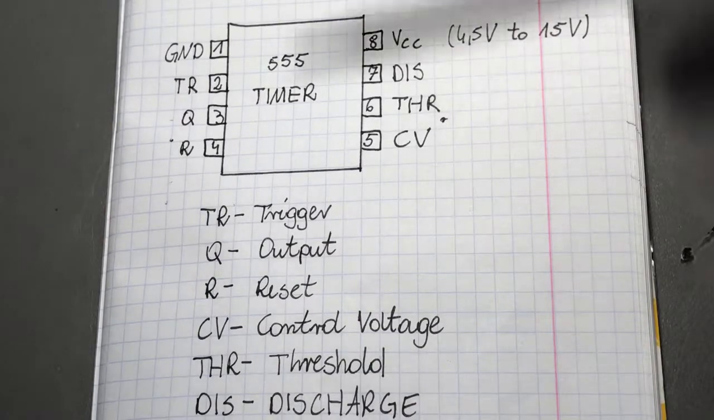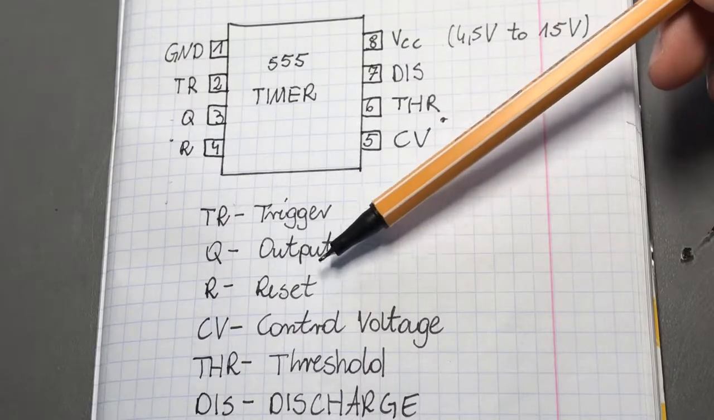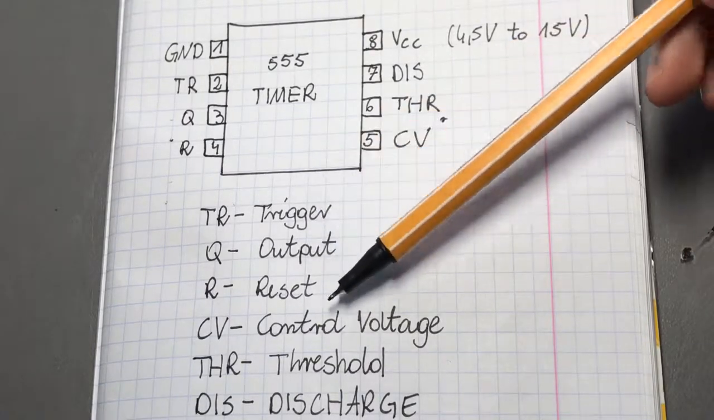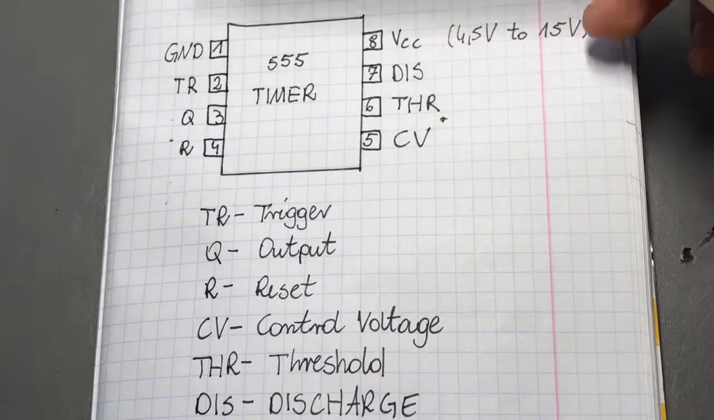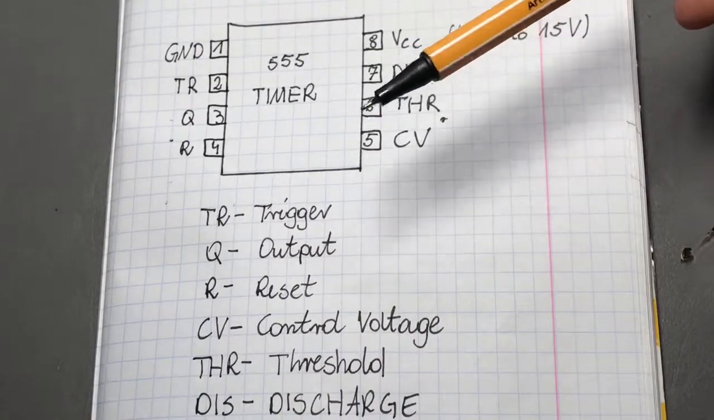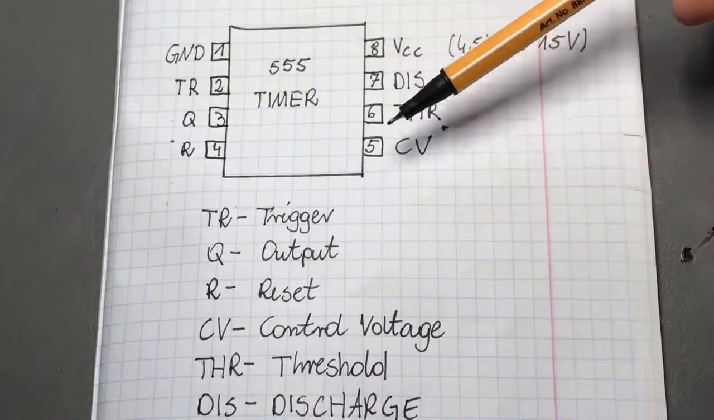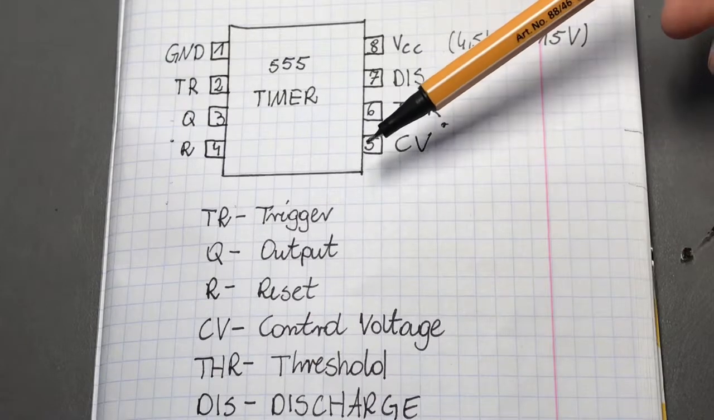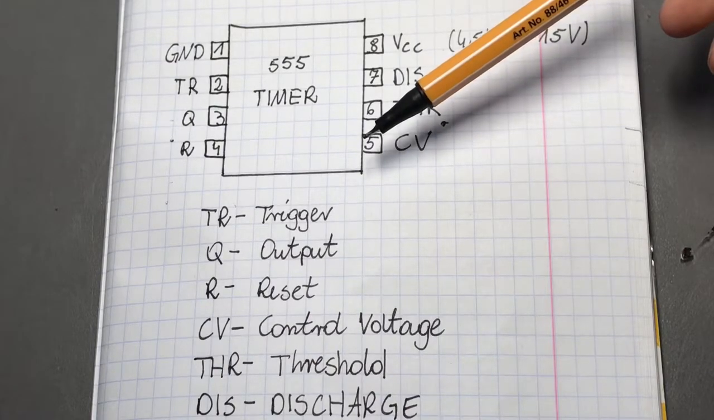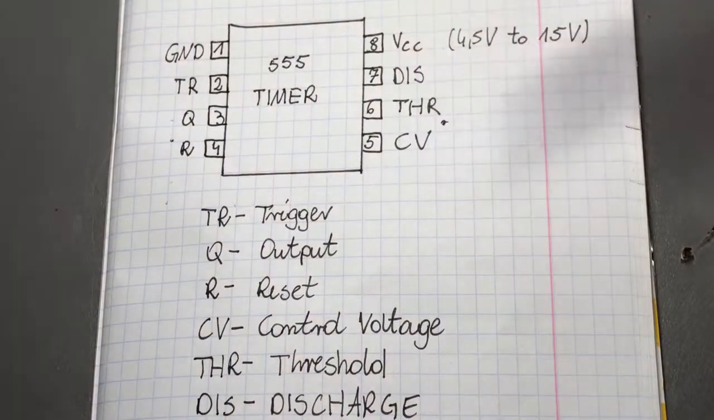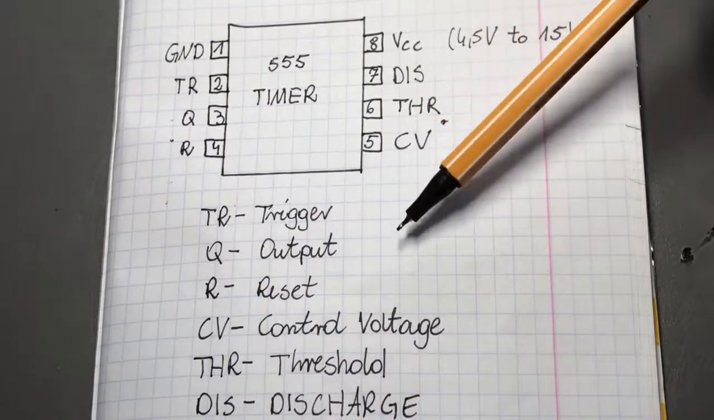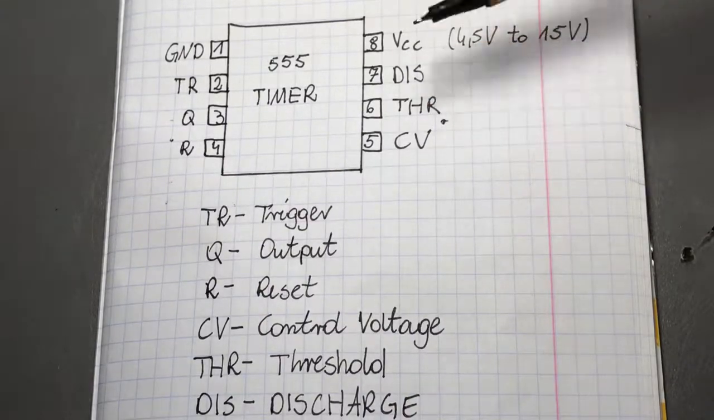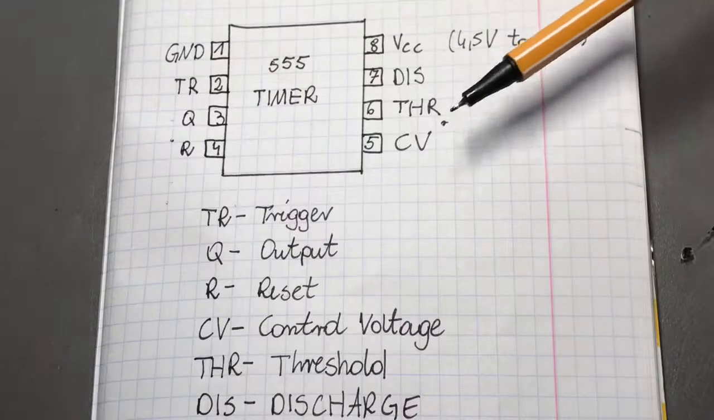And then we have the control voltage. This is not used very much in our circuits. This is pin 5, and we just connect it through a 0.01 microfarad capacitor, which is a 10 nanofarad cap, to the ground. Then we have the threshold voltage.